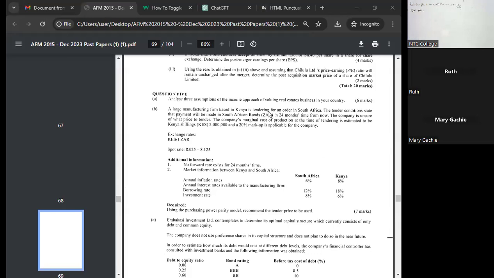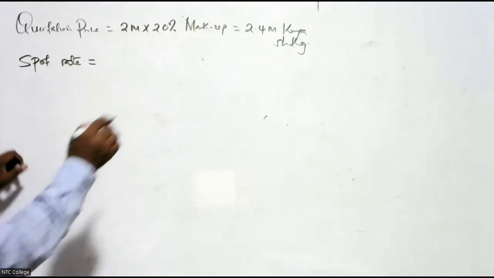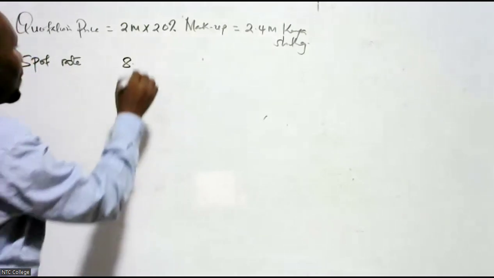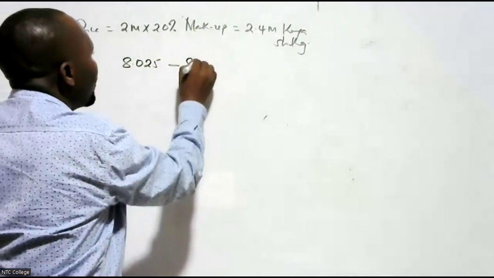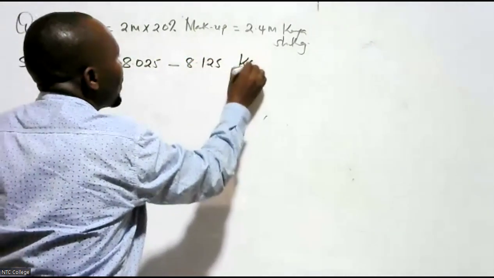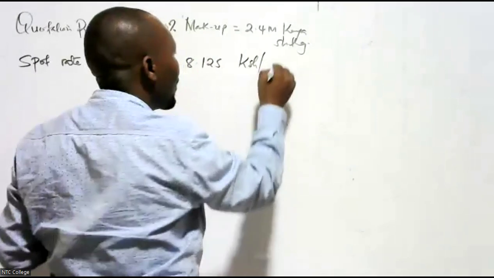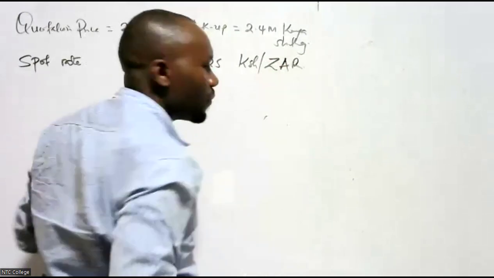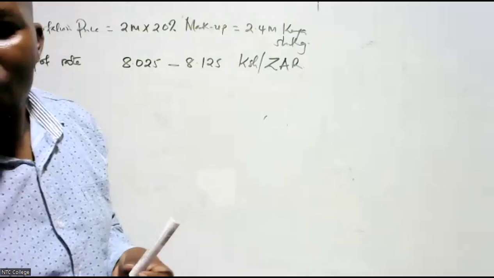So the spot rate is given to us as 8.0252, 8.125. That is Kenya shillings against rand. Rand, they call it ZAR. I don't know why it is ZAR. It is not even Zimbabwe, but it is ZAR. South Africa and ZAR are two separate things. But that's fine. So which kind of quotation is this?